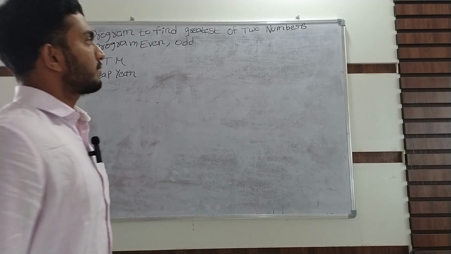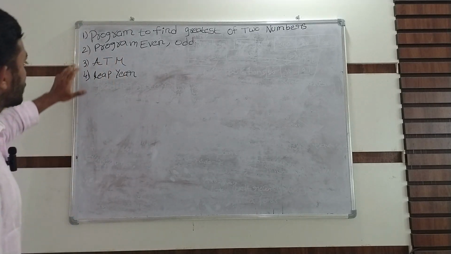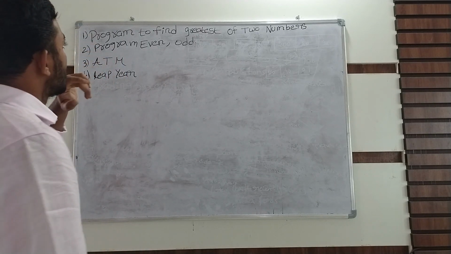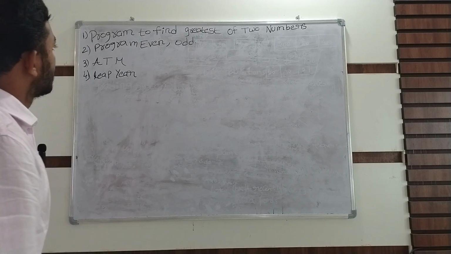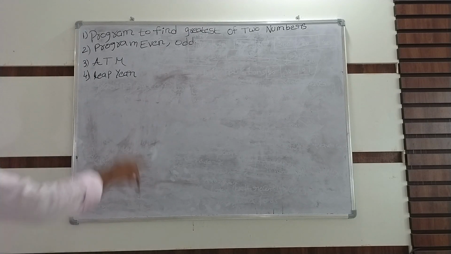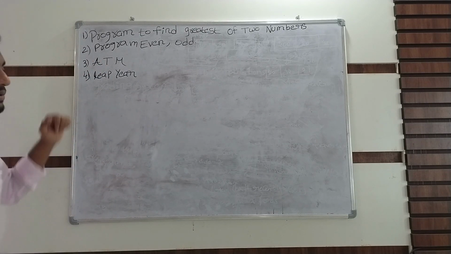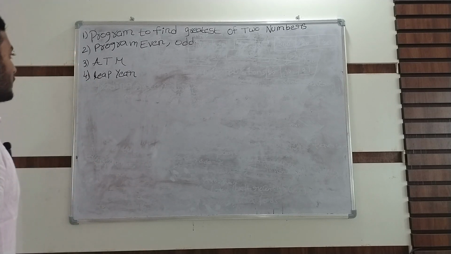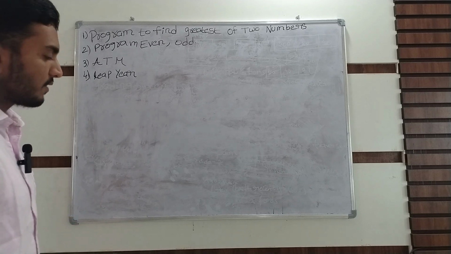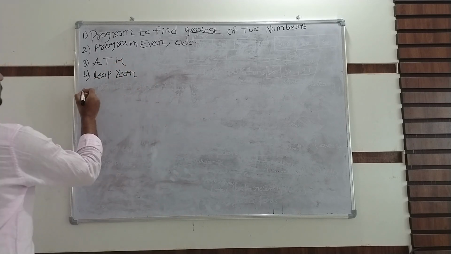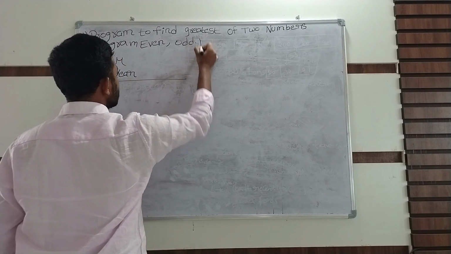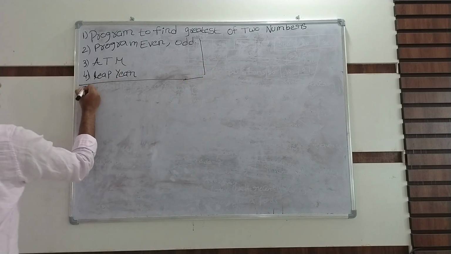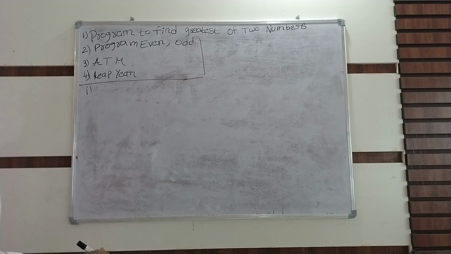Programs to find the greatest of two numbers. Today we discuss these four programs. The first one is to find the greatest of two numbers, and the others are even and odd, ATM code, and leap year code. Let's see the first program, greatest of two numbers.